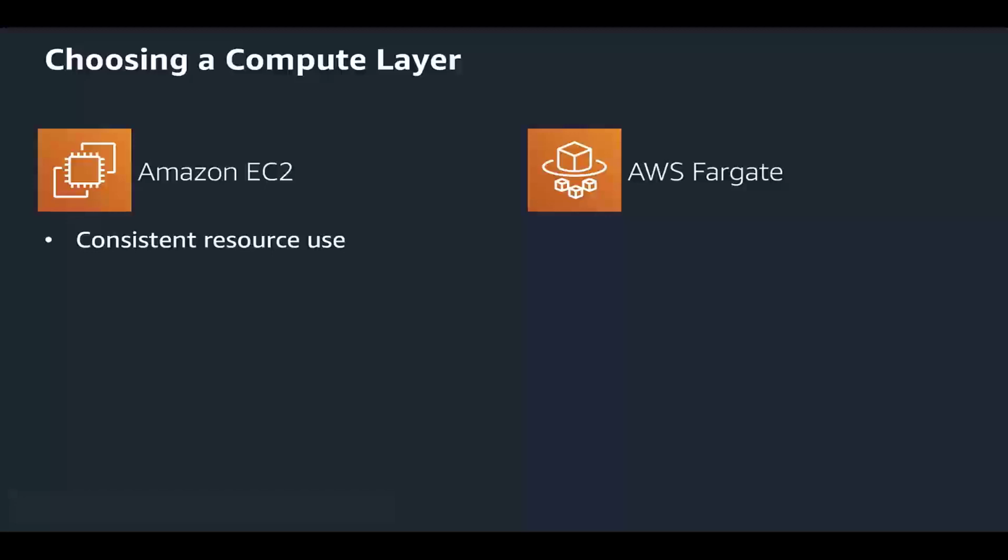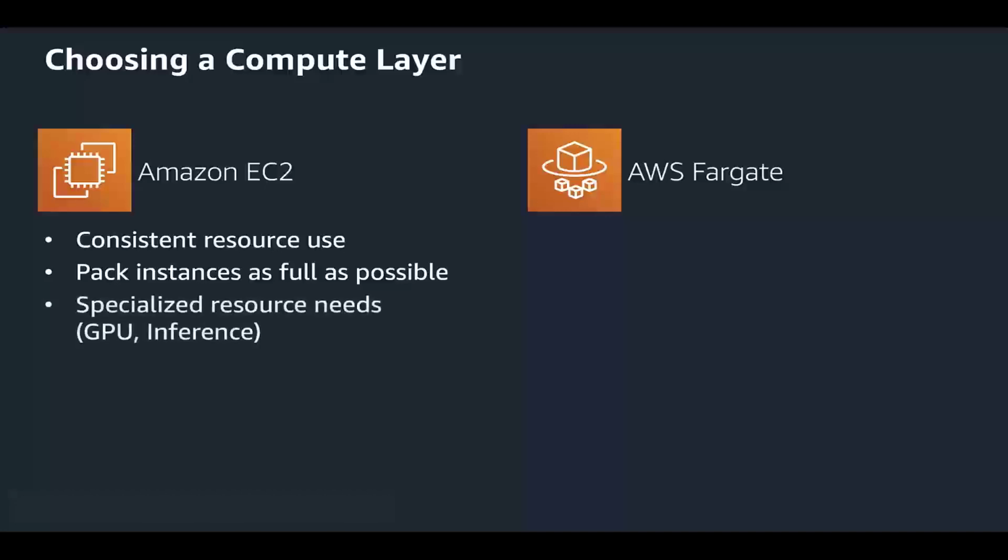An EC2 cluster is built based on the cost of the underlying EC2 instances, so you'll want to densely pack your containers onto your instances, or else you'll be paying for capacity you aren't using. An EC2 cluster is also the best option for containers that benefit from a specialized instance type, such as GPU or machine learning instances.